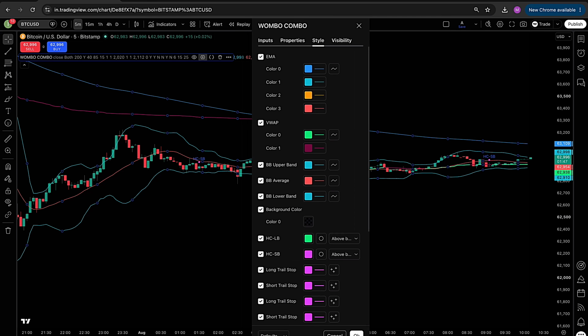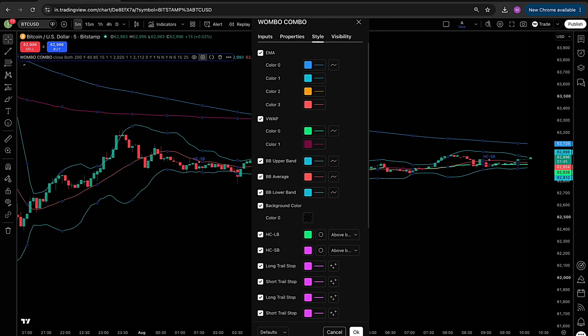In the settings, you'll see a lot of things, but I'm going to tell you here only about the important ones. There's EMA here, but we're not going to use that. There's VWAP, and that's what we'll use here. You can see the color here. If it's on the upper side, the VWAP will appear green, and if it's on the downside, the VWAP will appear red. After that, the upper band is shown here, the average is shown here, and the lower band is shown here. So we need these three things.